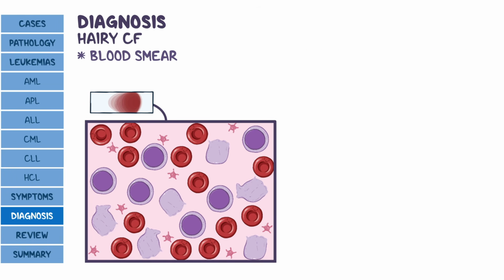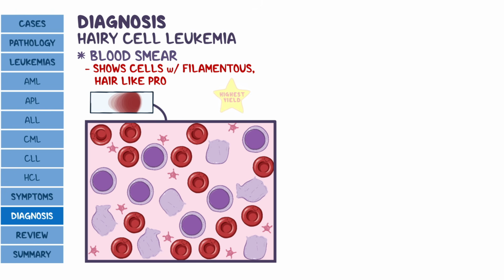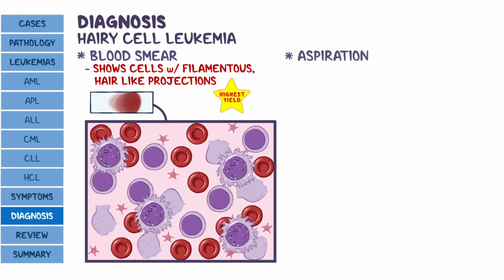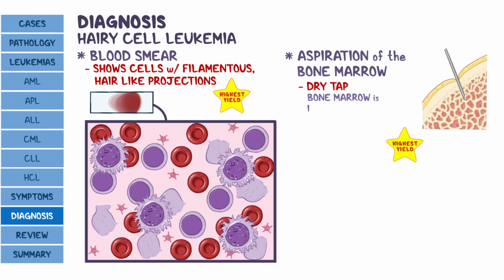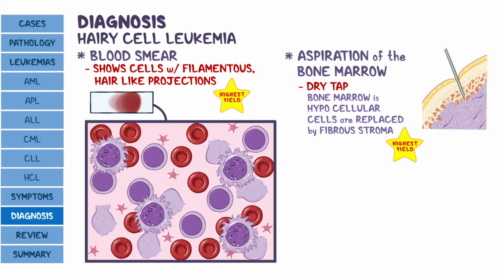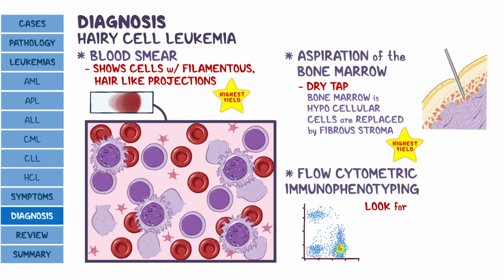Finally, in hairy cell leukemia, peripheral blood smear shows cells with characteristic filamentous hair-like projections. Aspiration of the bone marrow is usually a dry tap, since the bone marrow is hypocellular and cells are replaced by fibrous stroma. Flow cytometric immunophenotyping looking for CD20, CD22, CD11c, and CD25 can also help with diagnosis.